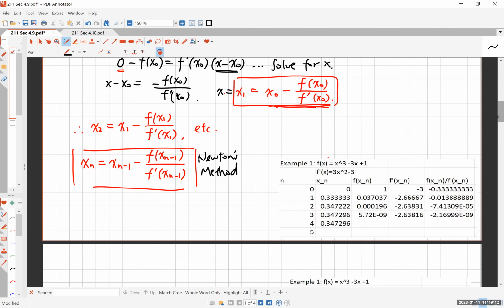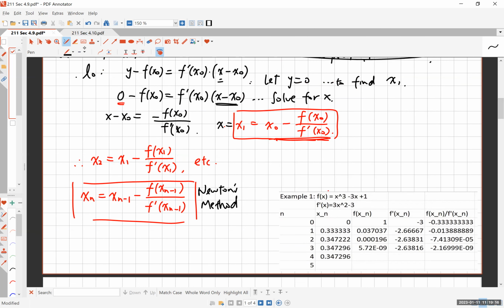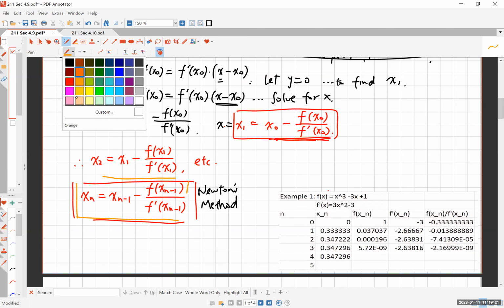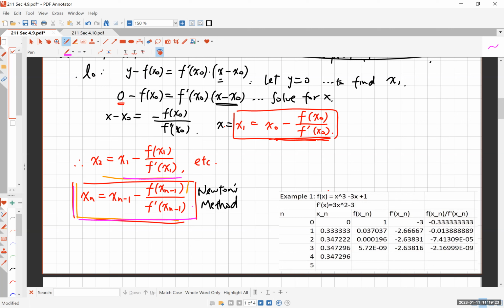Okay, so that is our method, Newton's method. This is what you will be using for all your problems in this section. And so let's highlight this, make it bright and attention getting. All right, now what do I have here?